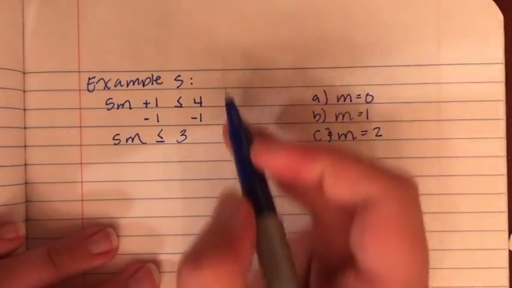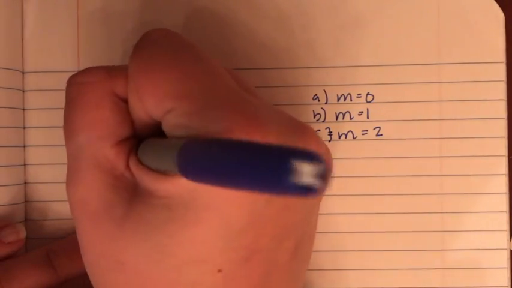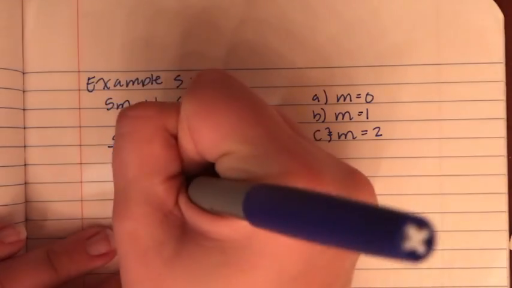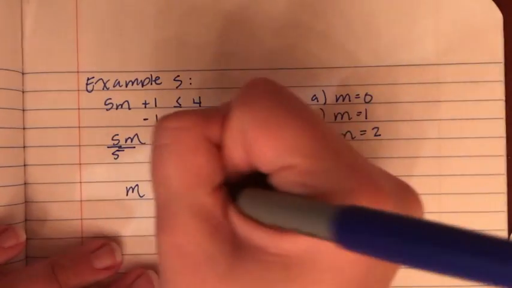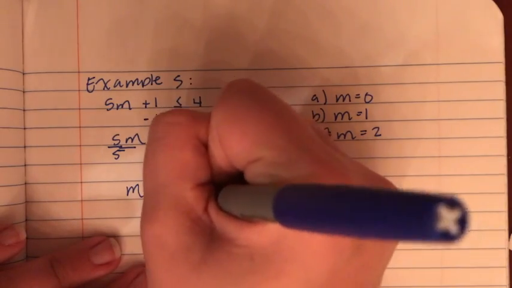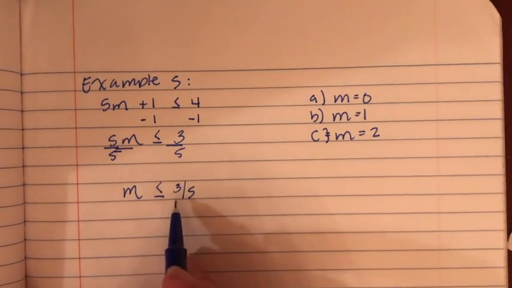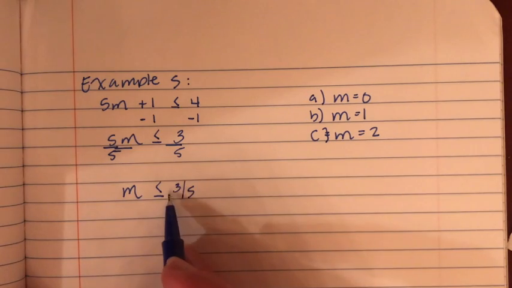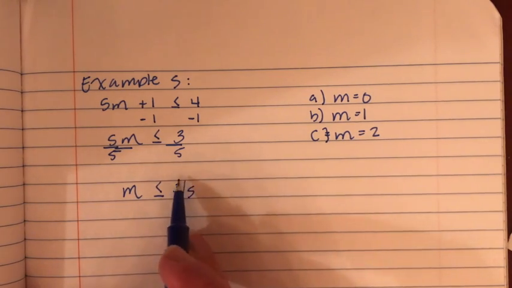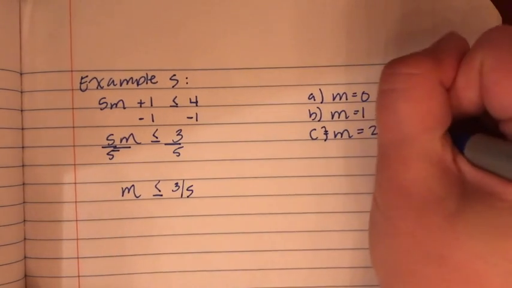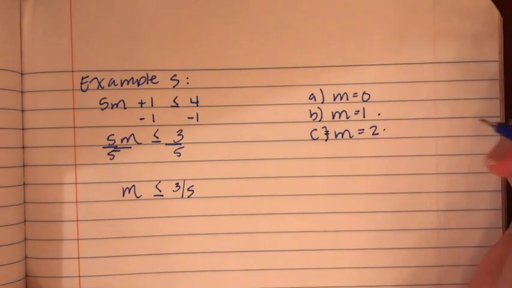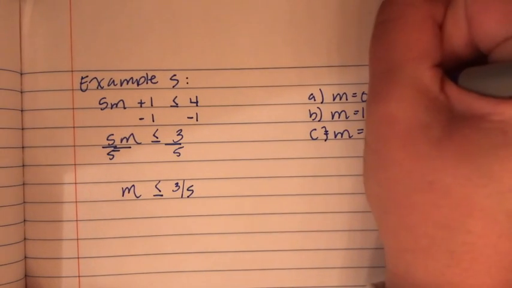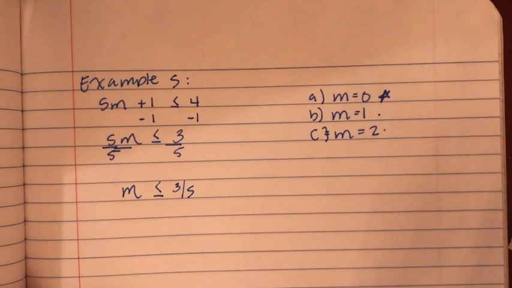Okay, and then from here, I'm going to divide both sides by 5. And I get m. Don't need to flip my sign because I divided by a positive number. It's less than 3/5. Okay, so this one's kind of funky because it's less than a fraction. This fraction is less than 1, so this does not work, which would also mean 2 does not work. And A is going to be my correct answer here.